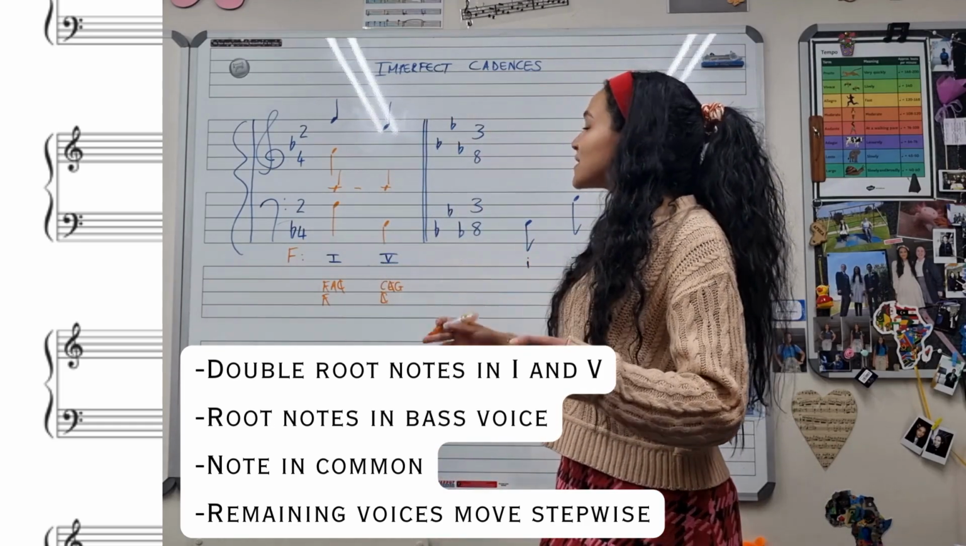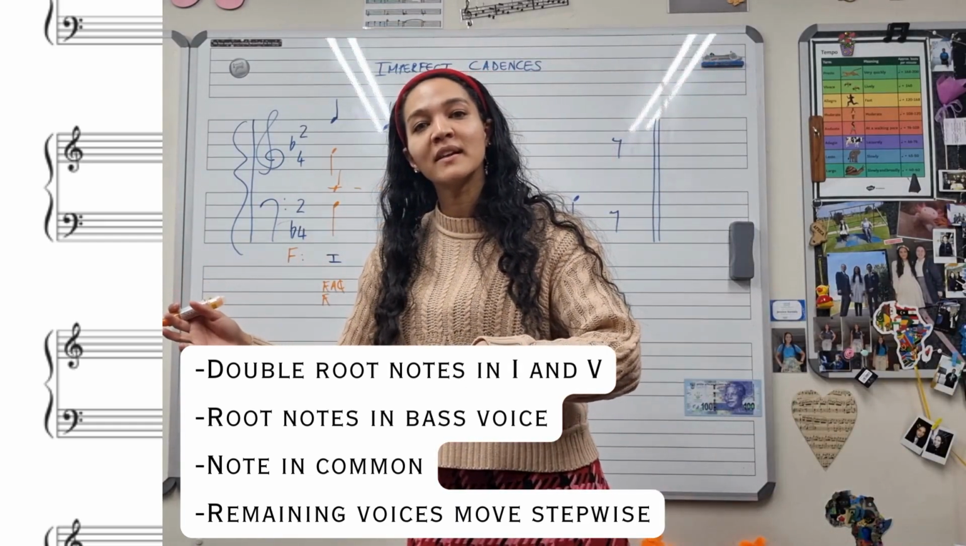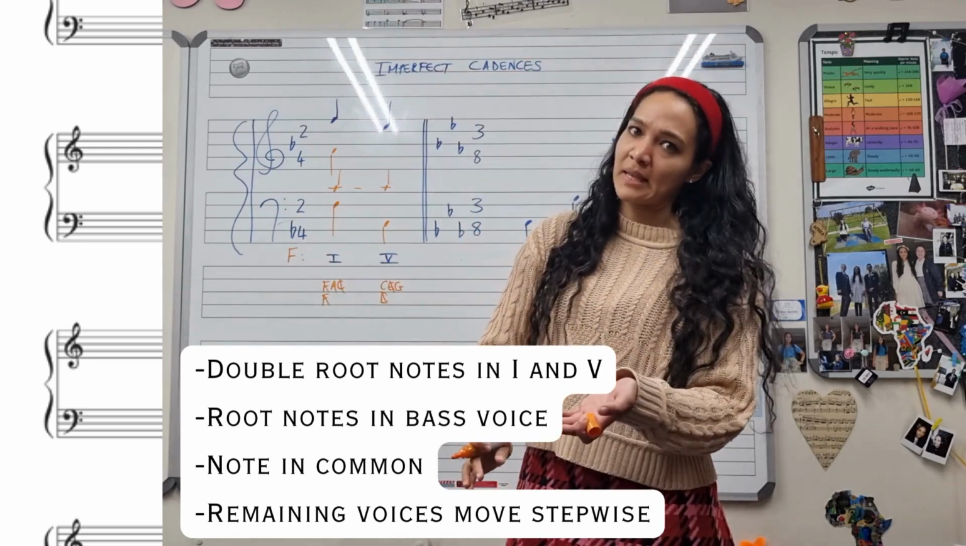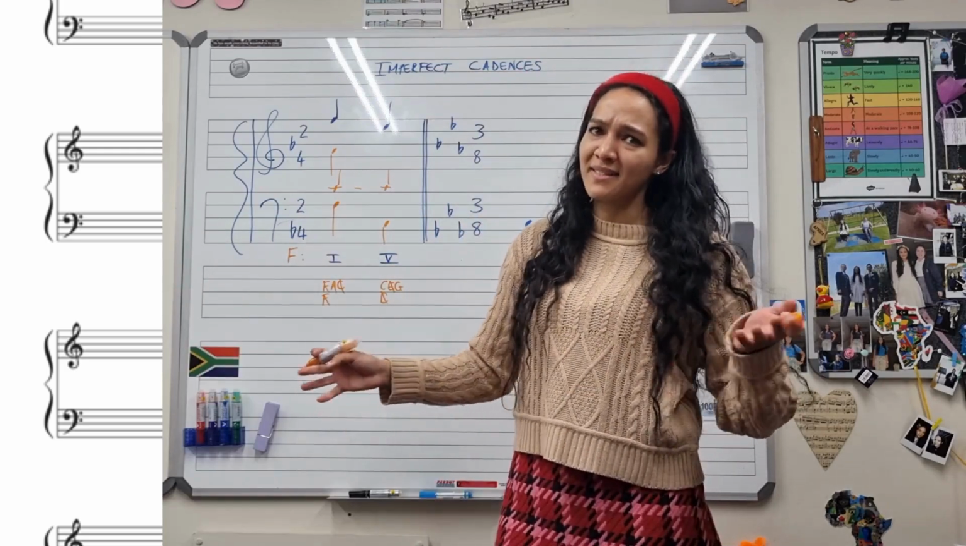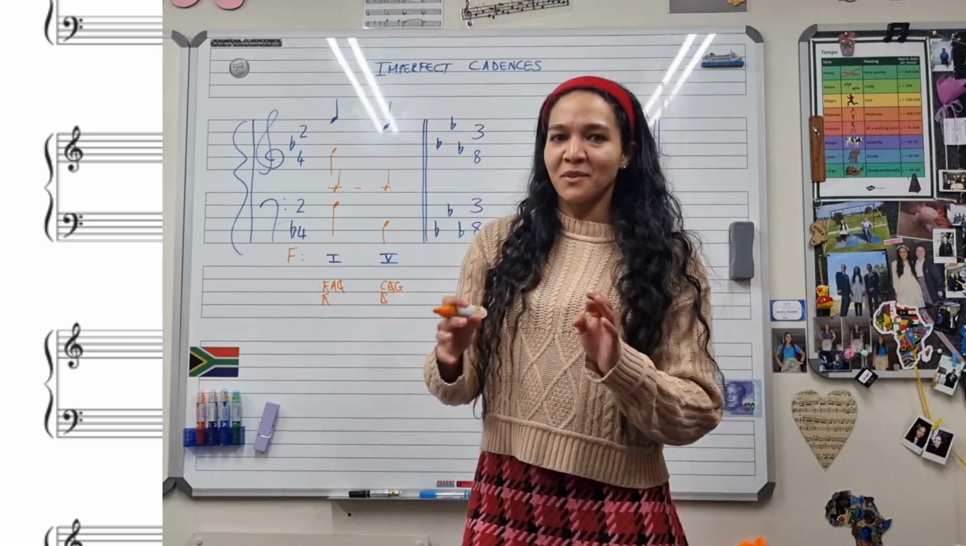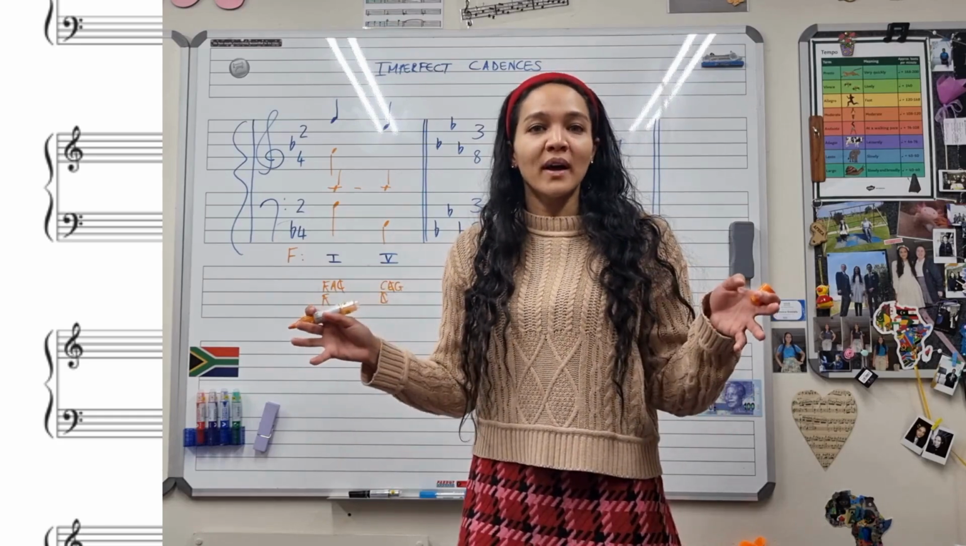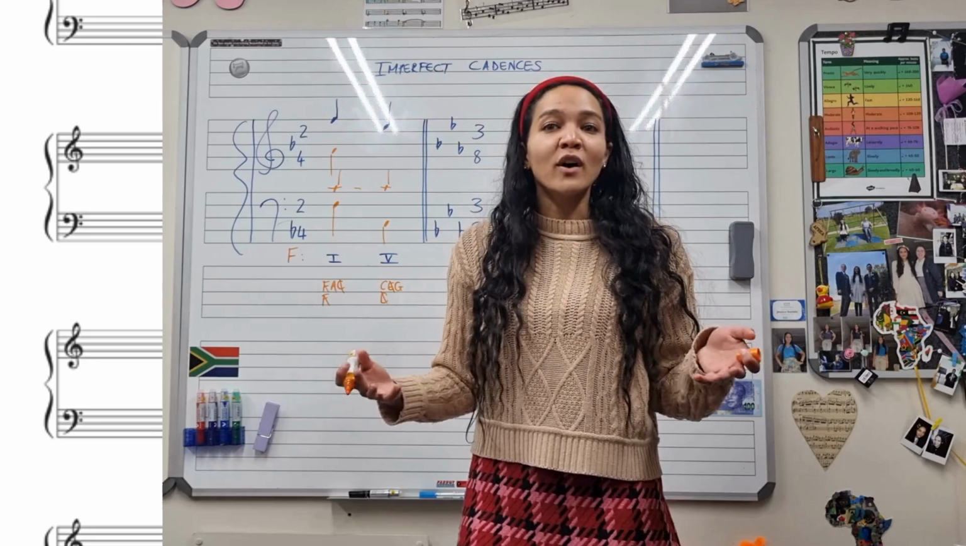The remaining two voices now lead stepwise, but instead of leading stepwise up, as with the perfect cadences, they now lead stepwise down. Easy, they're still stepwise. So if you just remember that for these normal cadences, everything except interrupted, they do move stepwise. The remaining two voices that are not common.